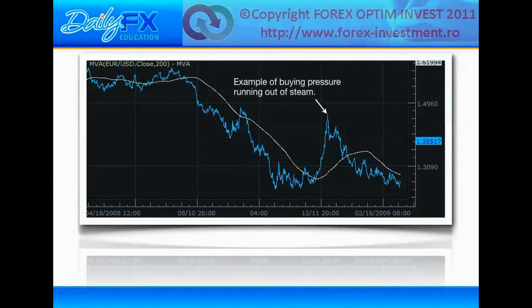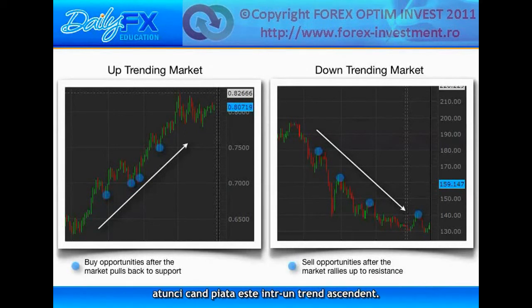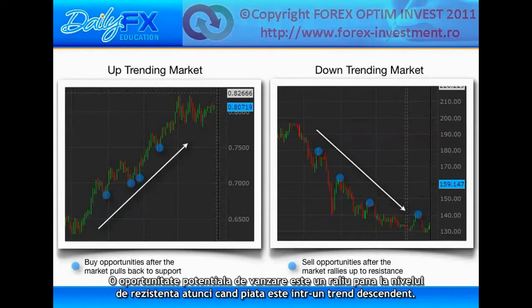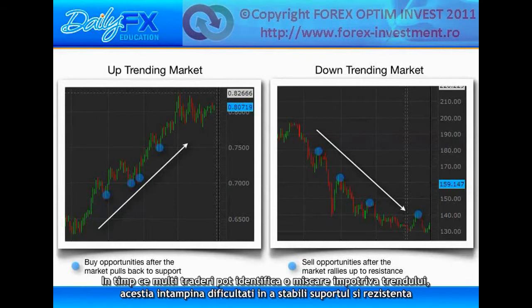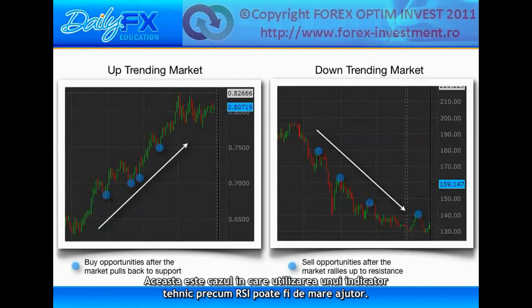Let's talk about how to use the RSI indicator in your trading. The situation you want to look for in a potential buying opportunity is to note a pullback down to support when the market is in an uptrend. A potential selling opportunity is a rally up to resistance when the market is in a downtrend. While many traders can identify a move against the trend, they do have a tough time determining support and resistance, or the entry point and initial stop level on a trade. This is where the use of a technical indicator like RSI can be of great help.